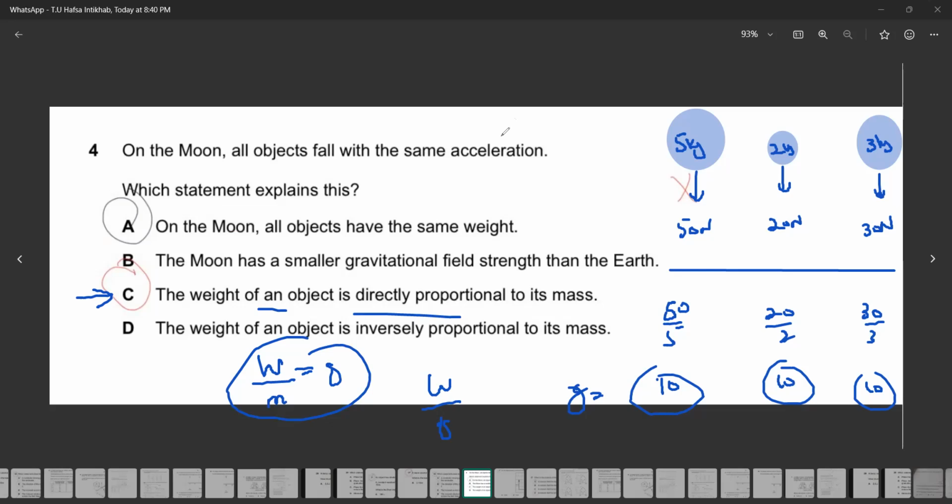And if there was air resistance, then weight divided by mass will not give a constant answer. The resultant force divided by mass, not weight, will give a different answer. So we'll have a different acceleration. For a falling object with air resistance, acceleration decreases, but without air resistance, the acceleration is always constant.